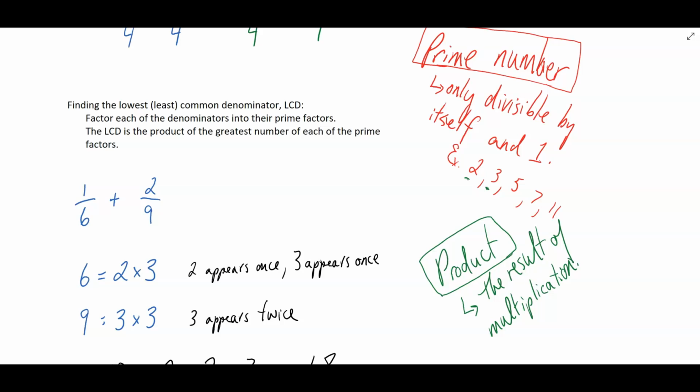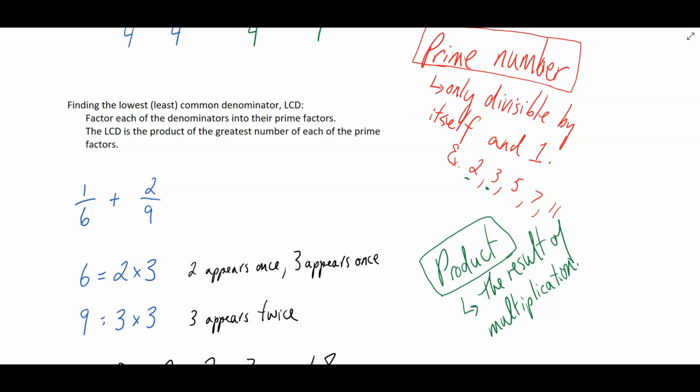6 is not a prime number because 6 is divisible by 6 and 3 and 2 and 1. 7 is a prime number. It's only divisible by 7 and 1, and so on. So 11, 13, 17, 19, these are all prime. I could keep going, and I won't do that for you.